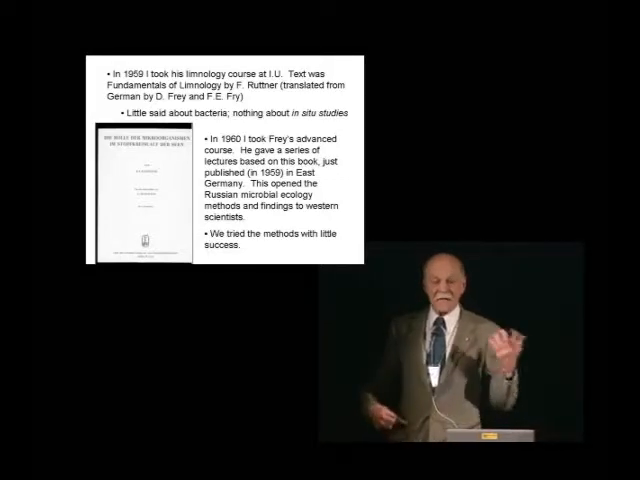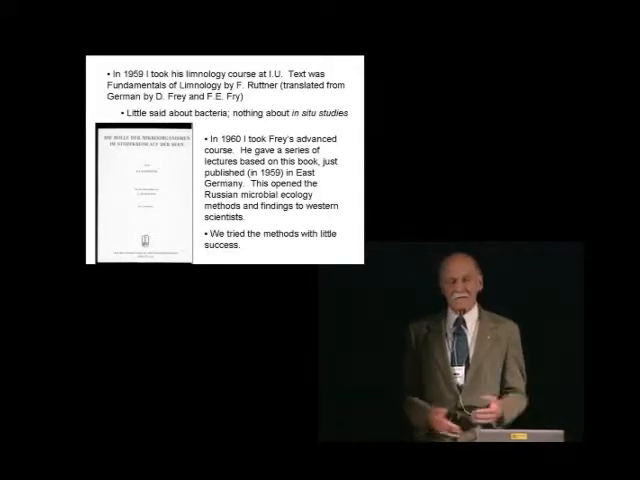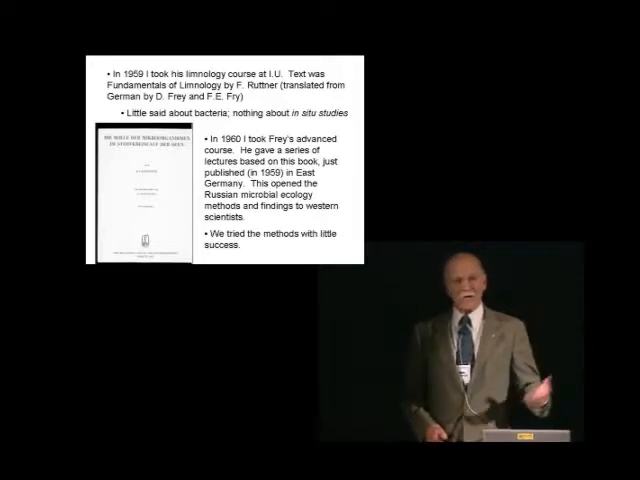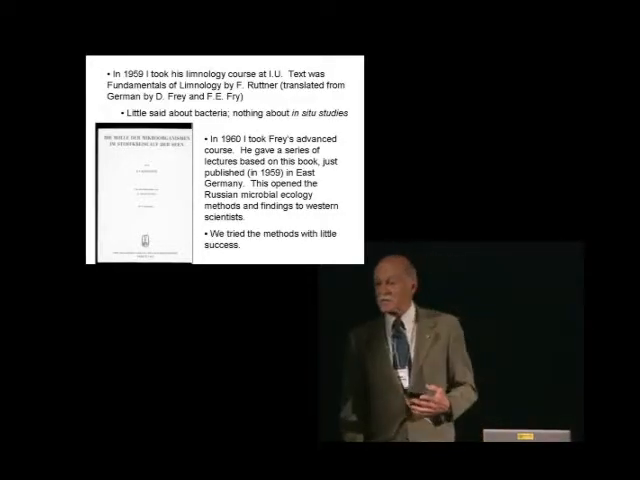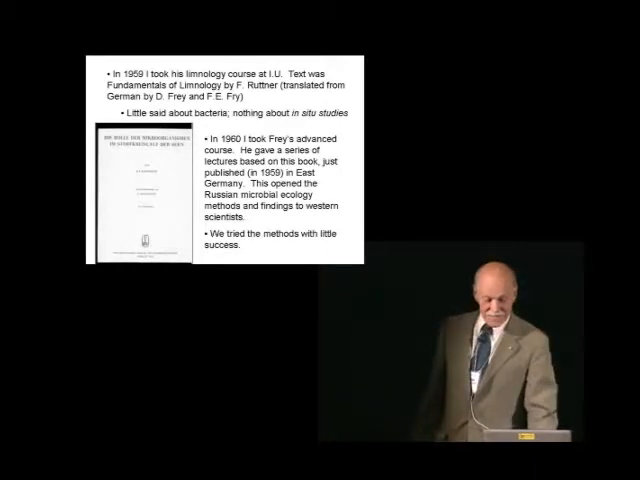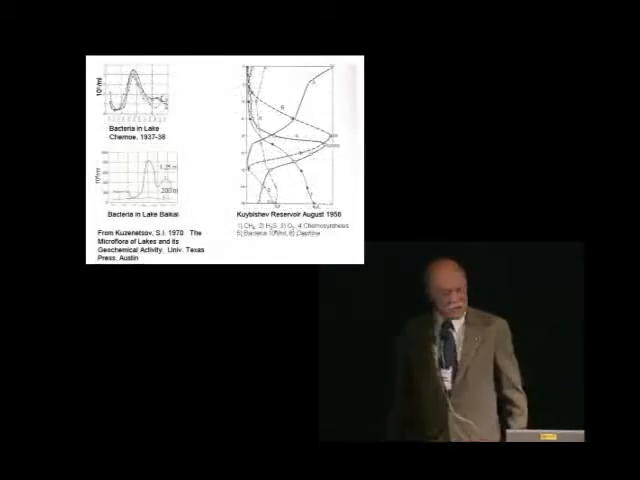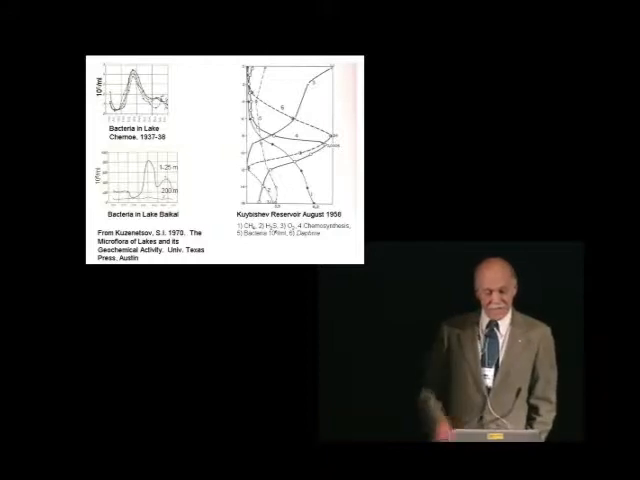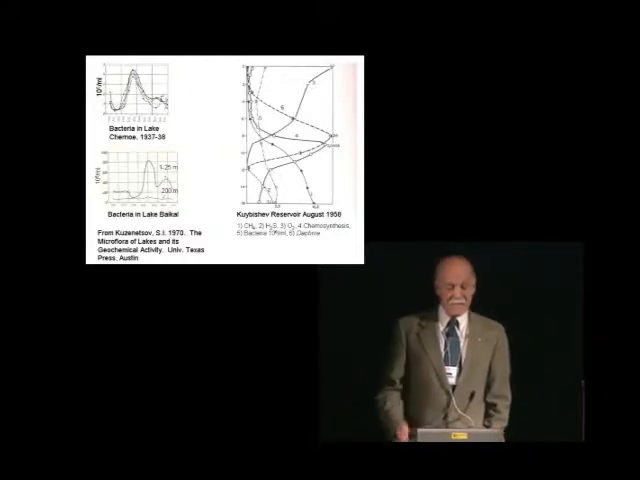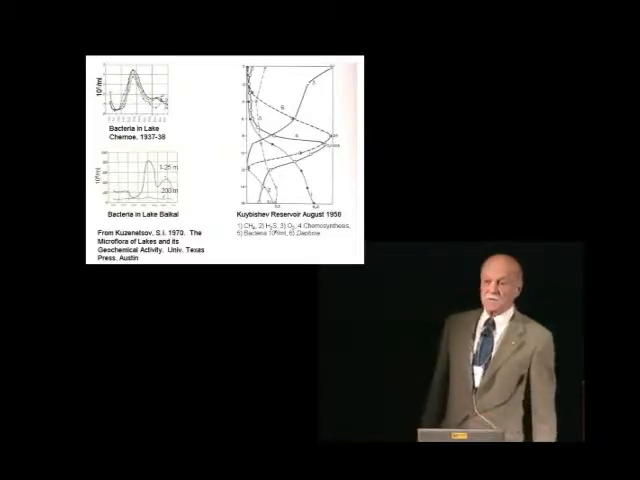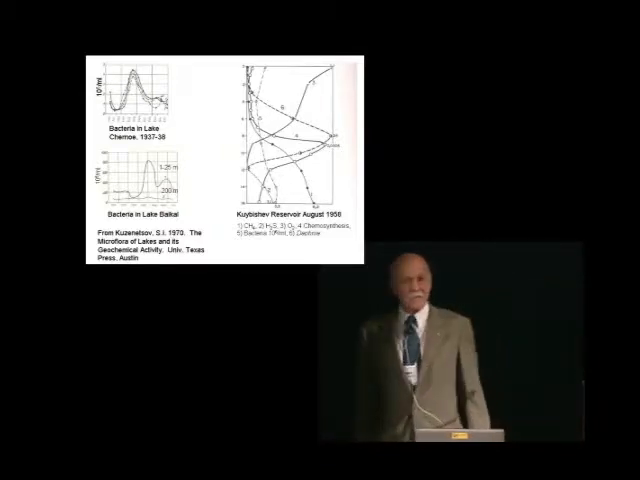But we actually, in the class, we tried all these methods, direct count, respiration. None of them worked. But at least we were aware that bacteria were out there. And if you look at the data, look at the top left there, bacteria in a lake study in 1937. Well, the units look pretty good, 10 to the 6 per ml.